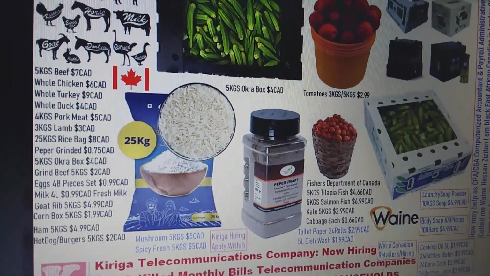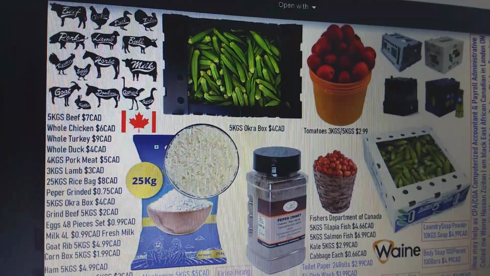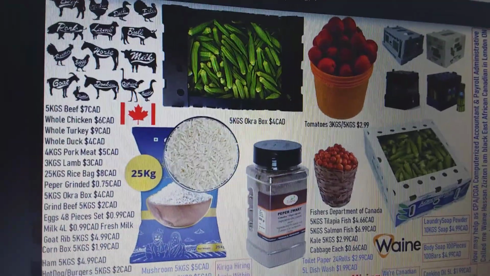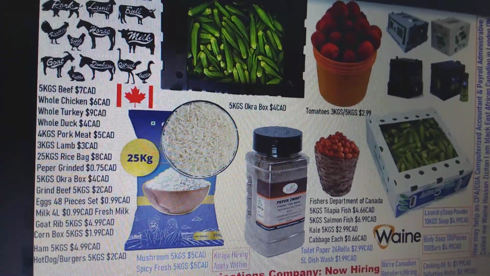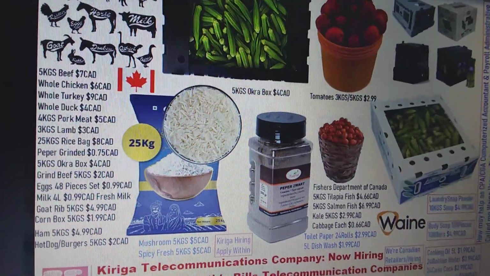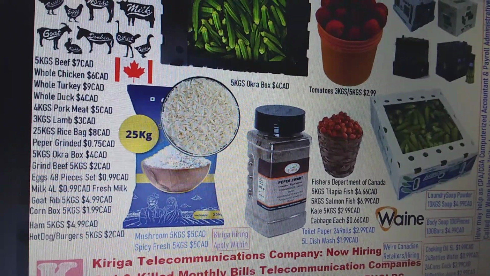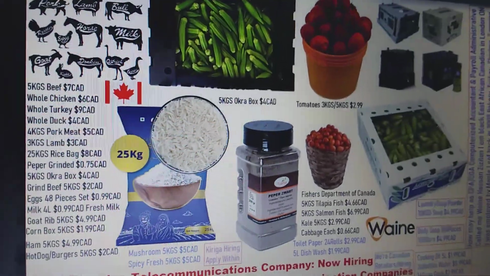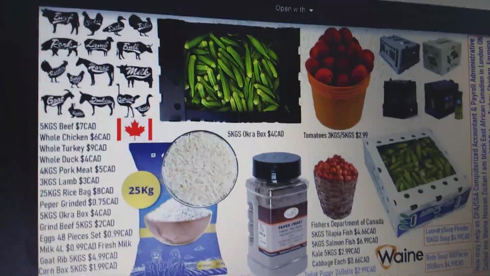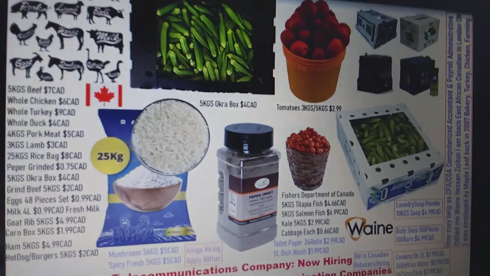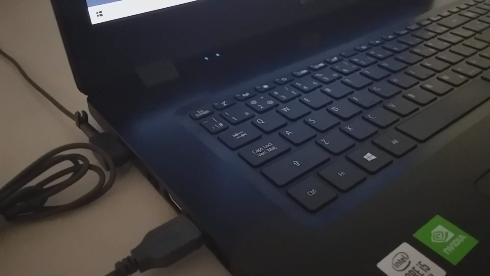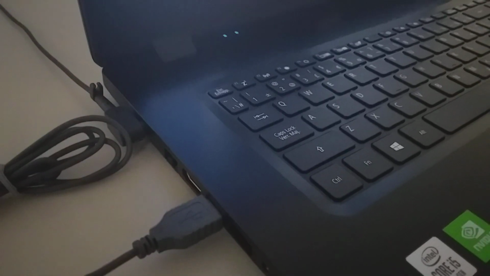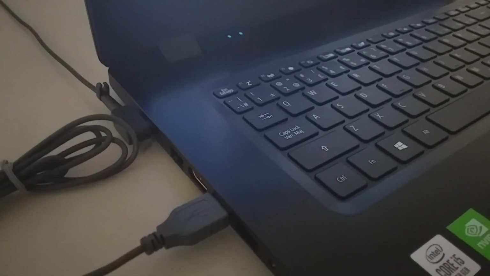So if you look, that's 5 kilograms of that beef there. That's $7, $6, $9, a whole pack, and then duck. Then you can see they are very cheap when you compare. This can stop those middlemen from stealing from people. So we can restrict them from stealing from people. So the price is very, very cheap and affordable actually.